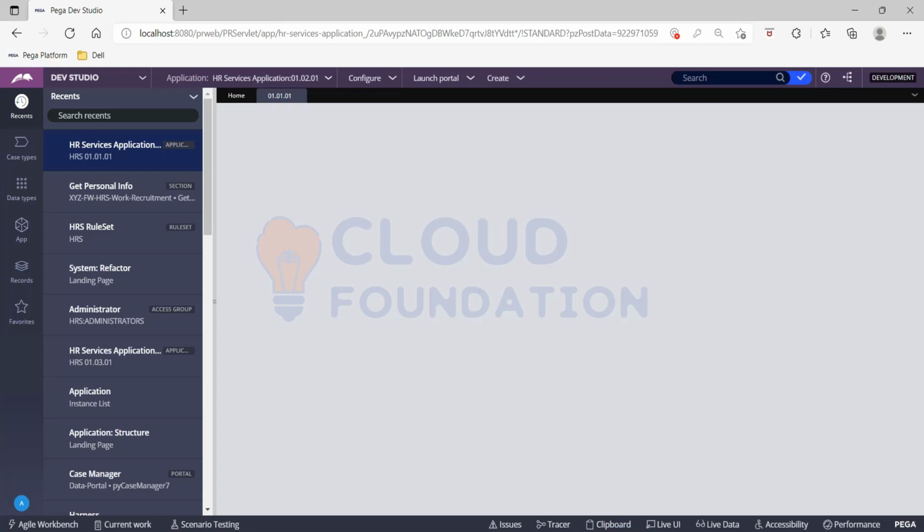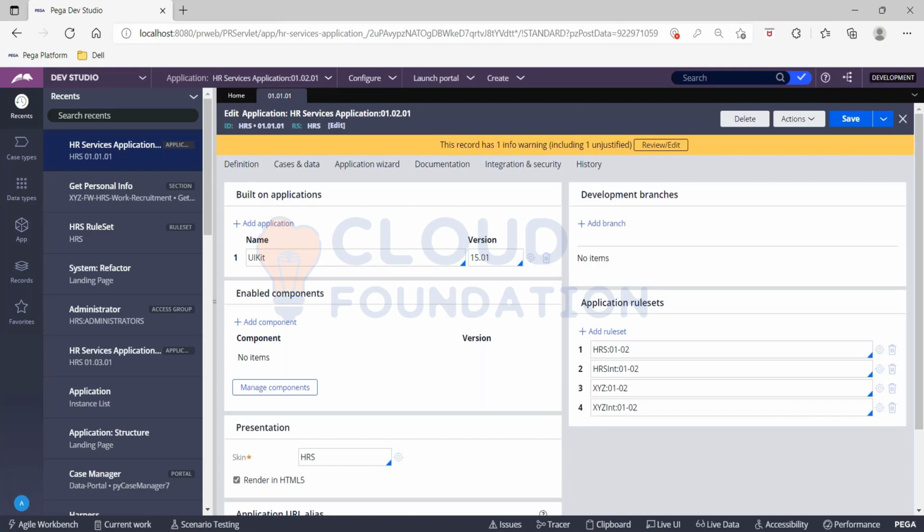And generally, your production rule sets are not locked, right? Because there is a purpose when you're putting something in the production rule set, which means you are expecting some frequent changes for those rules, right? So generally, your production rule sets are not locked, unlike your other organization or application rule sets.